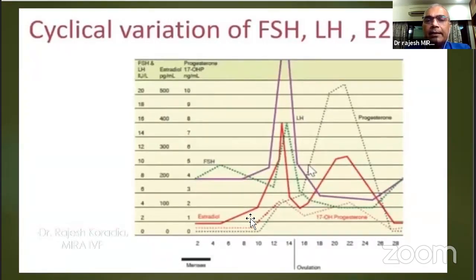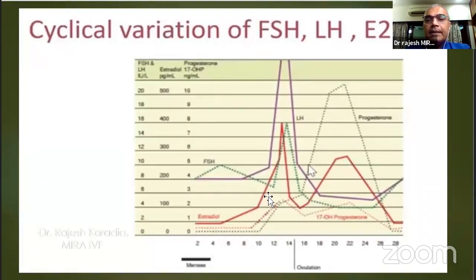Just before that, before the estrogen surge and before the LH surge, the progesterone starts increasing. It is because of the signal given by the oocyte. Please understand that progesterone starts rising 6 to 12 hours before the LH surge. This is a very important point to be noted: progesterone starts rising even before estrogen has risen steeply, and 6 to 12 hours before the LH surge.